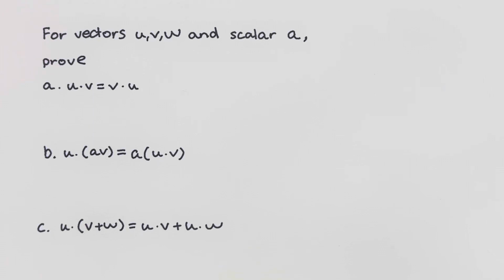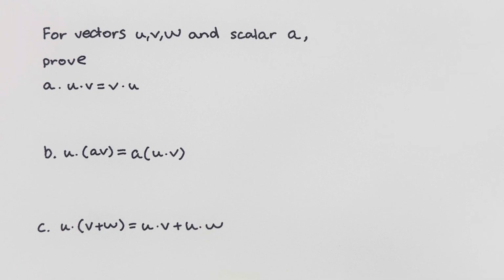In this problem, we have three vectors u, v, and w, and the scalar a. Prove that a. u times v equals v times u. b. u times av equals a times u times v. c. u times v plus w equals u times v plus u times w.